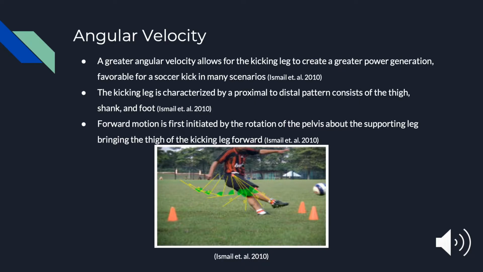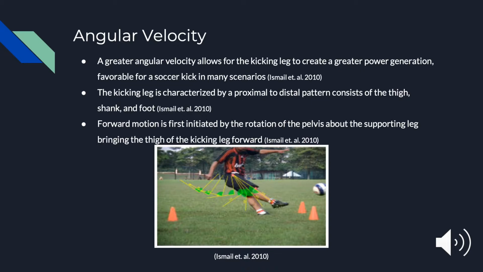Now, for angular velocity. A greater angular velocity of the kicking leg creates a greater power generation, which is favorable for a soccer kick in many scenarios. Angular velocity is defined as the change in angular position over time and is clearly visible in this motion. The kicking leg, which consists of the thigh, shank, and foot, creates a proximal to distal sequence of segmental angular velocities during the instep soccer kick.